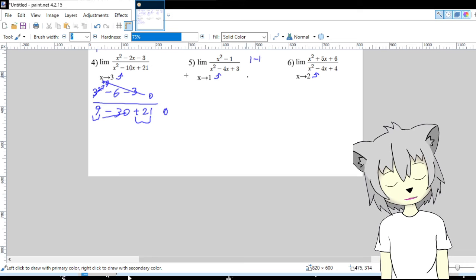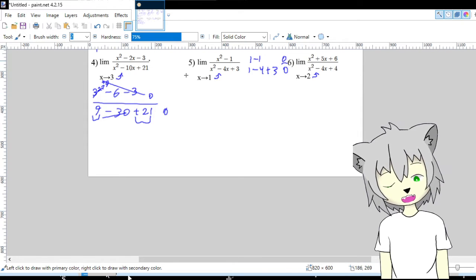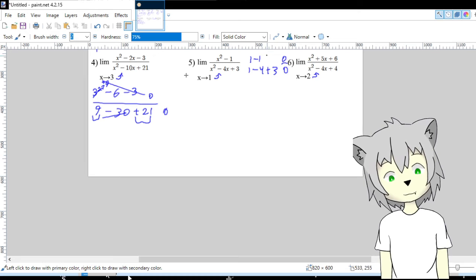This just ends up being 1 minus 1. This ends up being 1 minus 4 plus 3. And basically 0 over 0 again. But the limit technically exists.